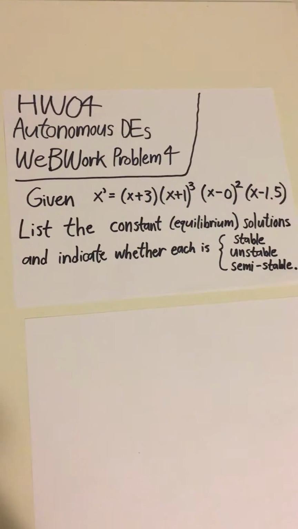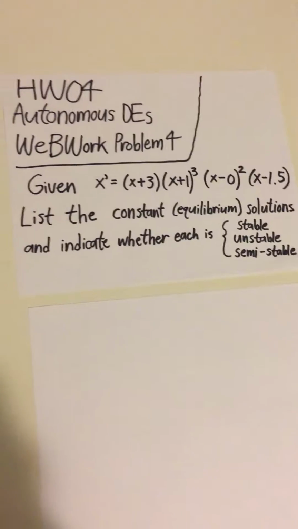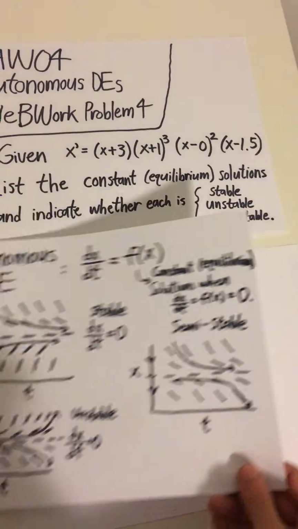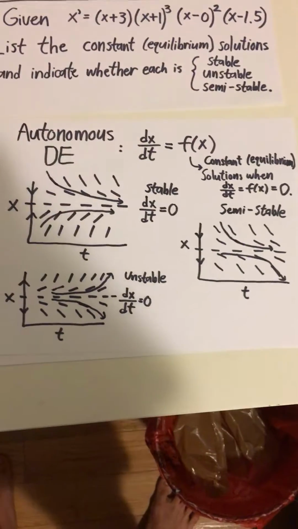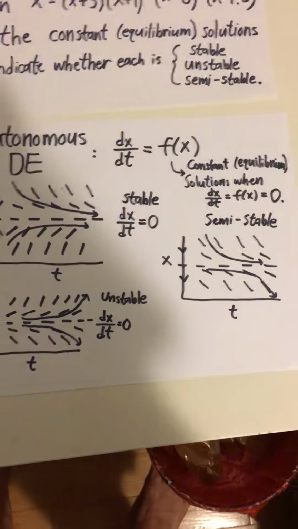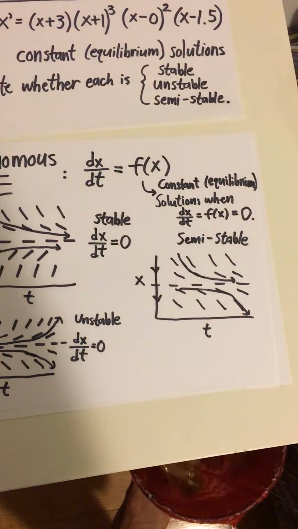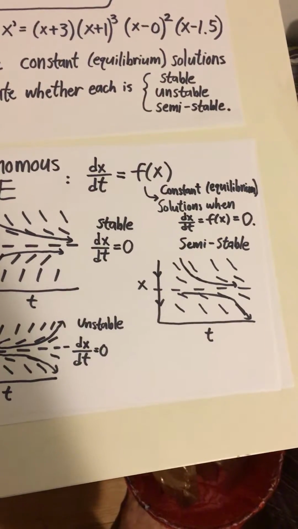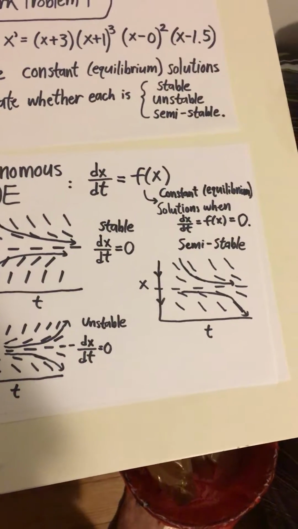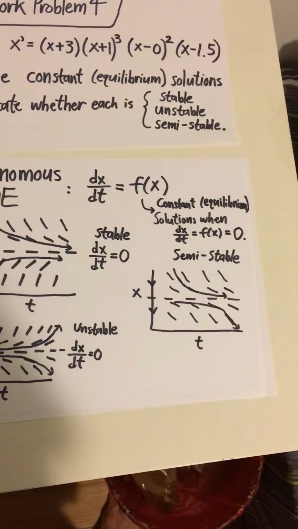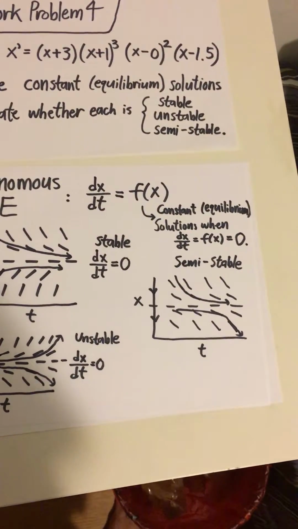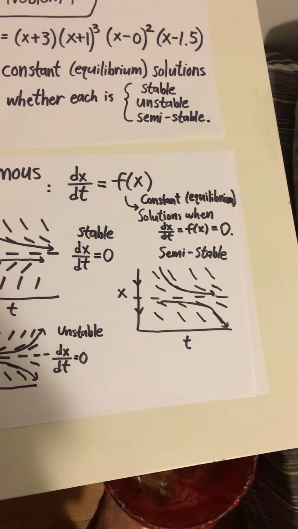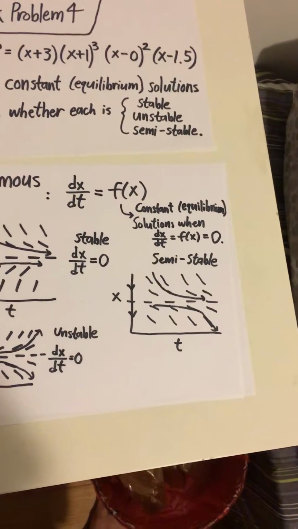So before we solve this problem, let's first review what autonomous differential equations are. I have a little review sheet written here. An autonomous differential equation is one written as a function of the dependent variable. So in this case, dx/dt is equal to f of x, where x is the dependent variable. And as you'll see, our constant equilibrium solutions occur when our f of x is equal to 0.